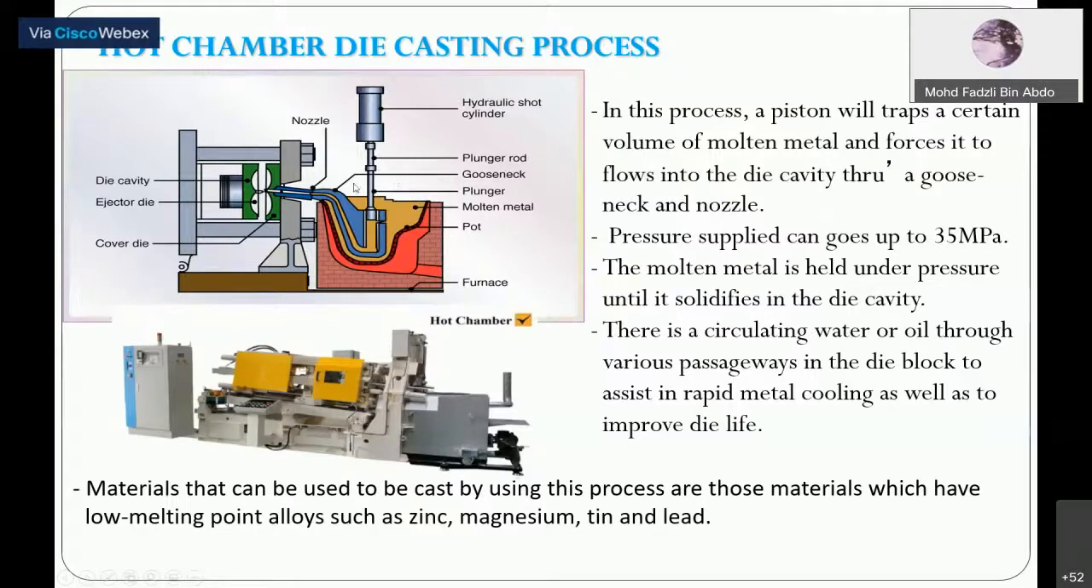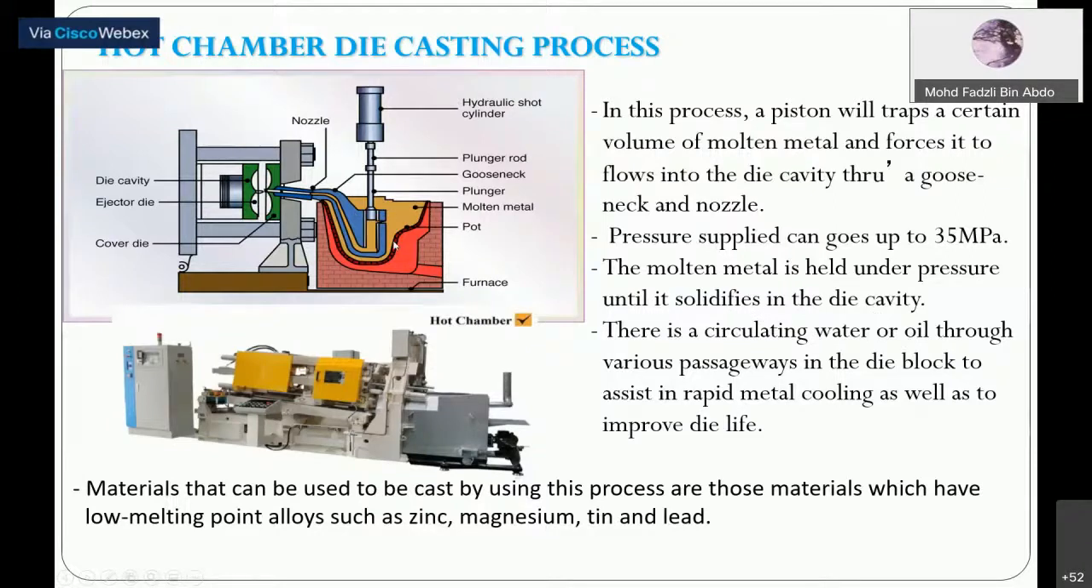Okay, this is the goose neck. Dia through the nozzle lah. Ni plunger lah, plunger untuk tekan and then this is the nozzle. This is the molten metal lah. Bila kita tekan hydraulic ni, dia akan masuk lah molten metal ke dalam ni. Pressure supply can go up to 35 megapascal. The molten metal is held under the pressure until it solidified in the die cavity.